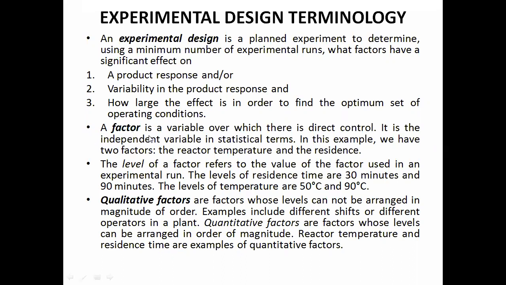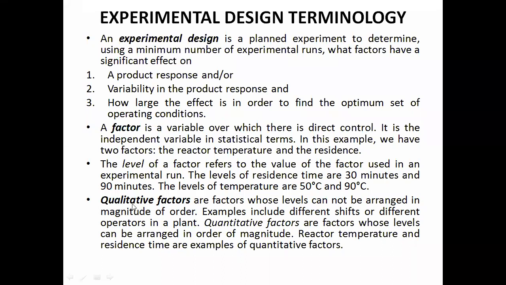When we talk about a factor, it is a variable over which there is direct control. Different factors, right? It is the independent variable in statistical terms. In this example, we have two factors, the reactor temperature and the residence time. Yes or no? So the level of the factor refers to the value of the factor used in the experimental run. The levels of residence time are 30 minutes, and this we will discuss in the next slide.